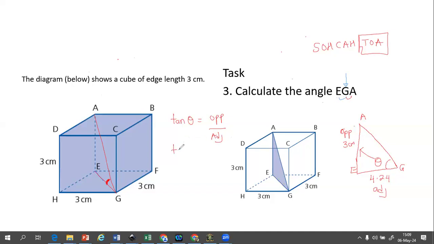So I will say tan theta. My opposite is 3 out of 4.24. So you first place your calculator. So I'll say tan theta is equal to 3 divided by 4.24. What do you get? 1.4133 recurring. Place well, 3 divided by 4.24. 0.7075.